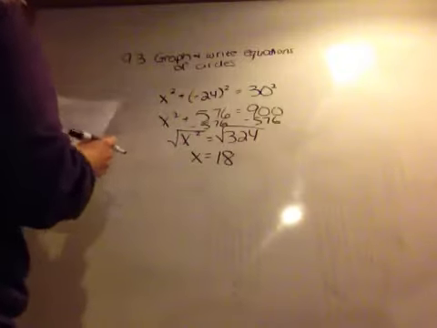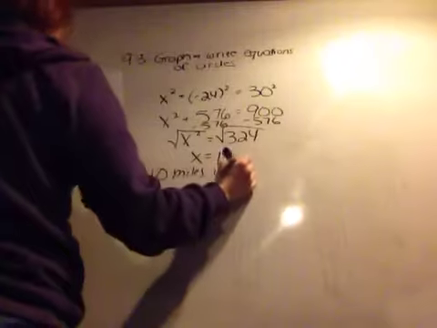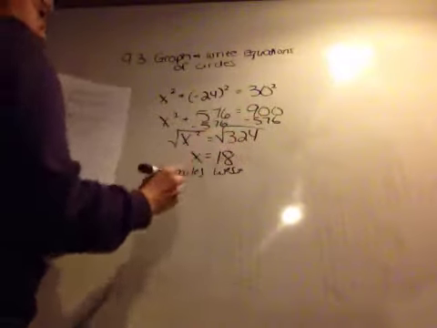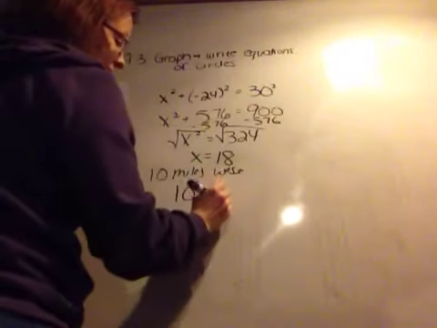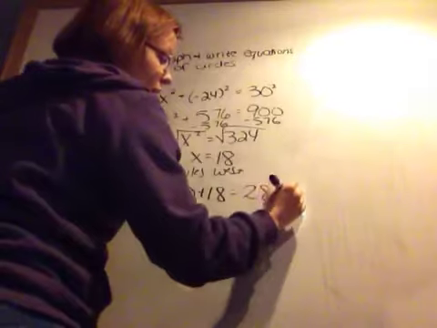So since she started 10 miles west, and she ended up 18 miles east, we're going to do 10 plus 18 to figure out how many miles she traveled. And that's 28 miles.